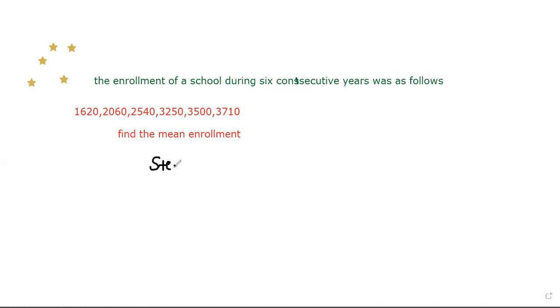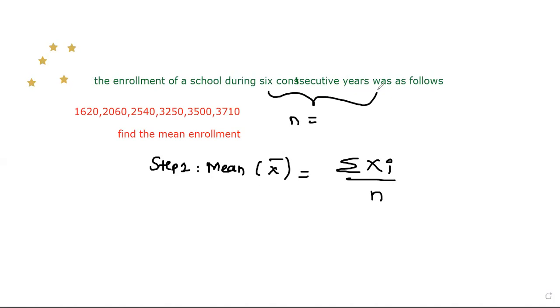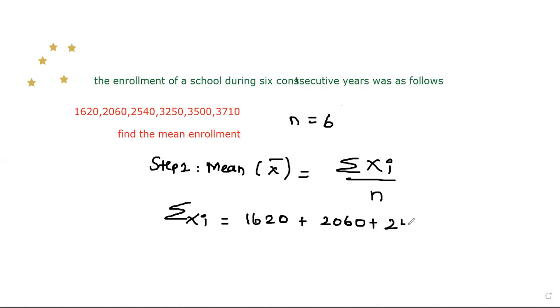The very first step is writing down the formula. Mean x bar is equal to summation x suffix i whole divided by n. And what is n? n is nothing but 6 consecutive years, which means n is 6, isn't it? And for finding summation xi, you just have to add all the given enrollment counts. Could you please add and tell me what the summation is? Please do it manually. Don't use a calculator so that you will get the same speed during the exam.